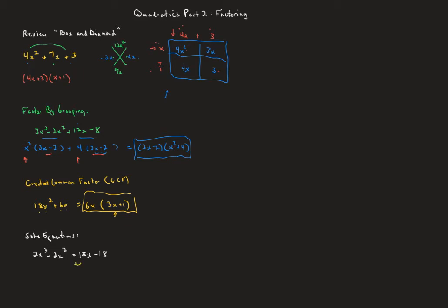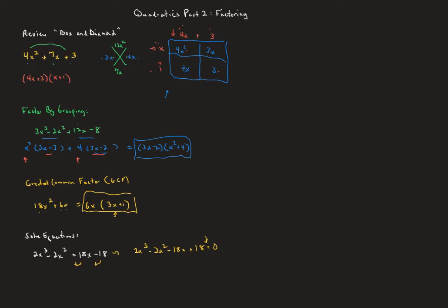So we're going to bring these terms on the right over to the left. Leaving the 2x cubed and the minus 2x squared where they were, subtracting the 18x and adding the 18 will make that equal to 0. For factoring to be meaningful, we need it to be equal to 0. Now we can do our strategy.